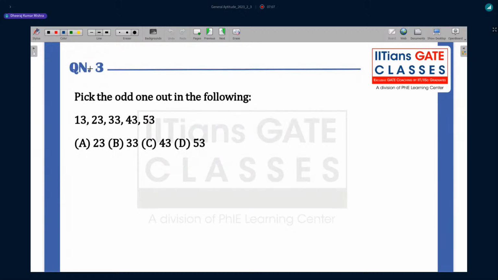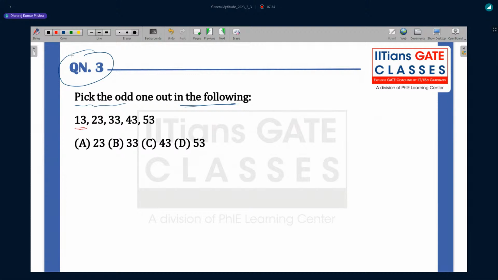This question is from number system, and they have given a number series here. You have to pick the odd one out in the following, right? So you have to identify this number first. I think Syam has already given the answer the moment he saw the question.